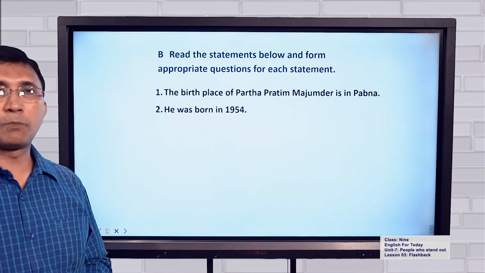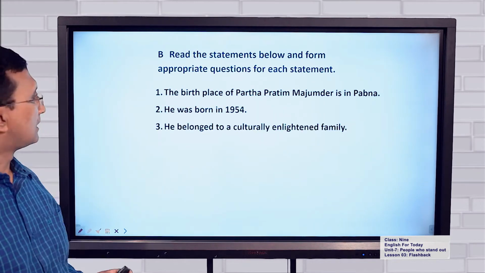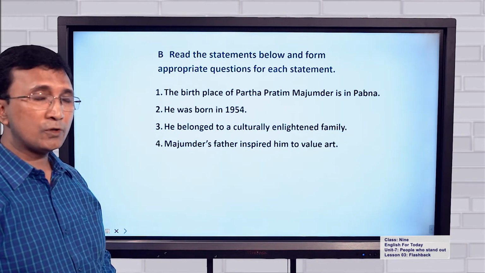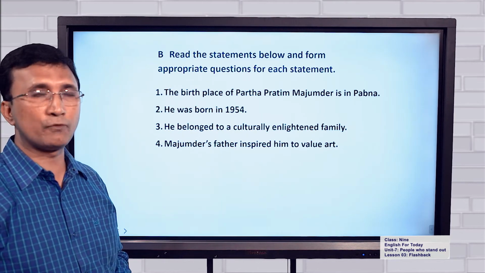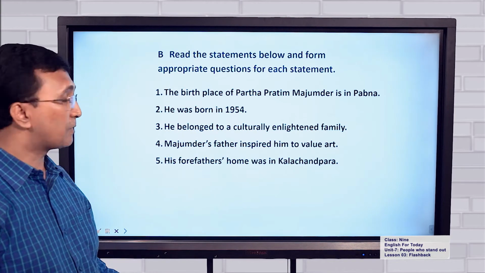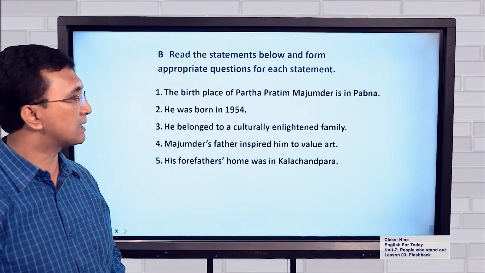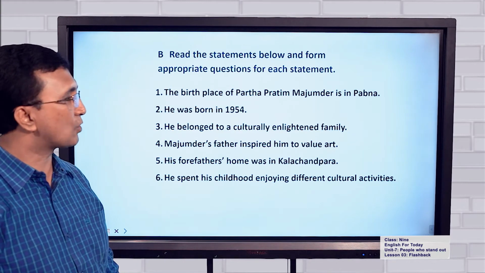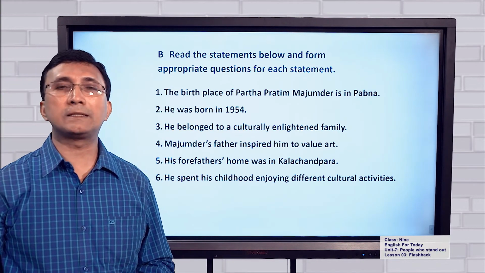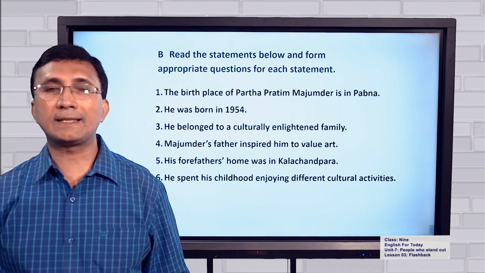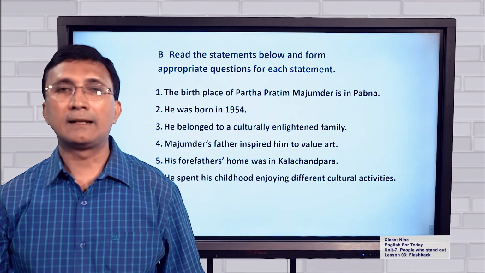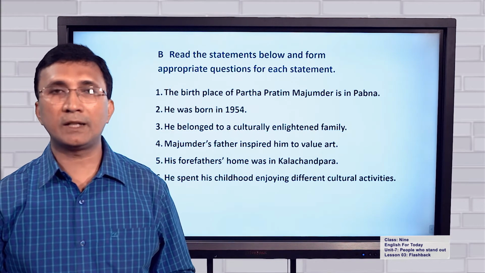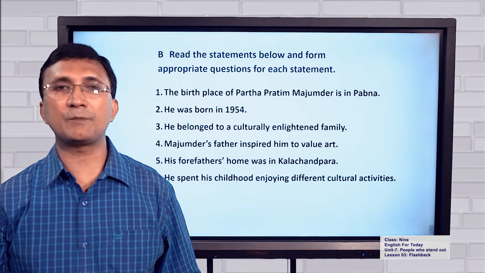Number 2. He was born in 1954. Number 3. He belonged to a culturally enlightened family. Number 4. Majumdar's father inspired him to value art. Number 5. His forefather's home was in Kalachand Para. Number 6. He spent his childhood enjoying different cultural activities. These are the statements, or we can say assertive sentences. Now we need to form appropriate questions of these given statements or assertive sentences.